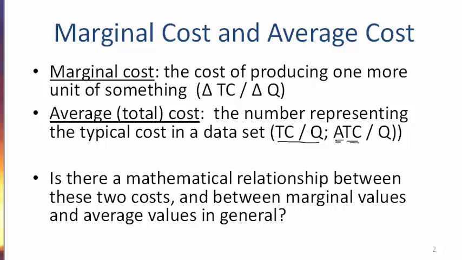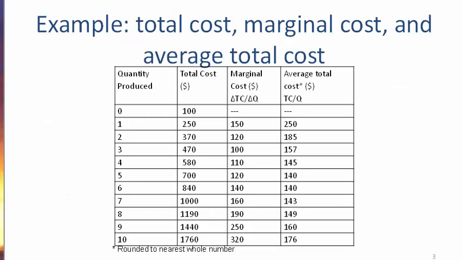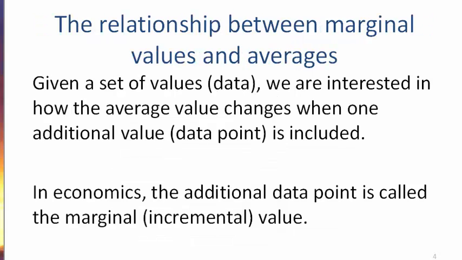So our question is whether there is a relationship between these two costs, and between marginal values and average values in general. And here's a table showing how we found marginal cost given total cost and output in the third column, and average cost. So we're going to talk now about the relationship in general between marginal values and averages. We're going to be given a data set to start with, and we're going to be interested in how the average value changes when one additional value is added. And in economics, the additional data point is often called the marginal or incremental value.